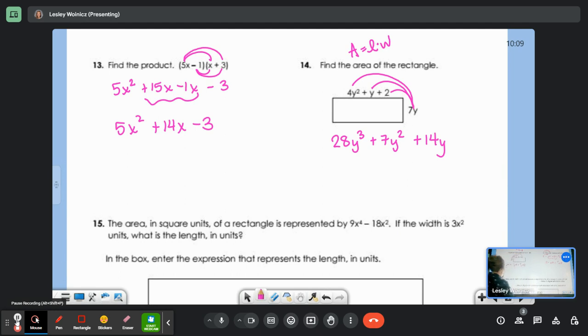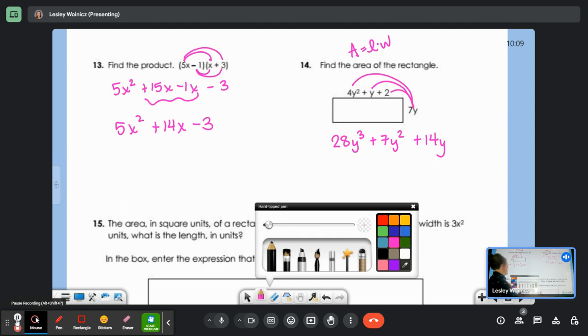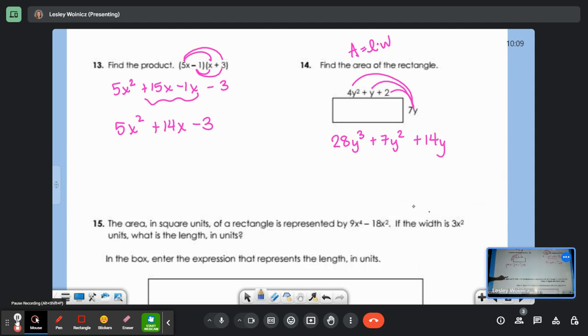Okay, so for the next one, it kind of goes off of the one that we just did. We know that if we take the length and the width and multiply them together, we get what? Area. So if instead we are given the area and one of the sides, we can take the area, divide away one of the sides, and we're left with the other side, right? All right, I want you to do number 15. Go.